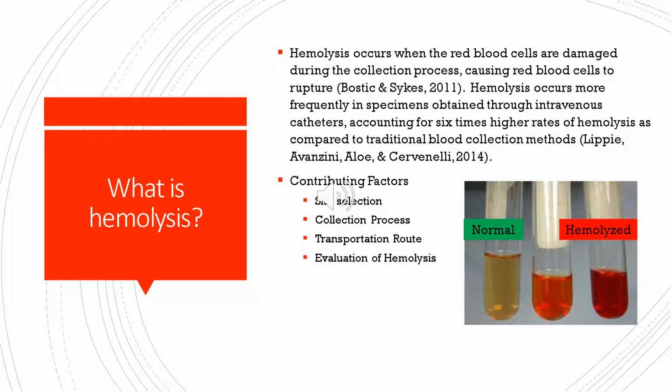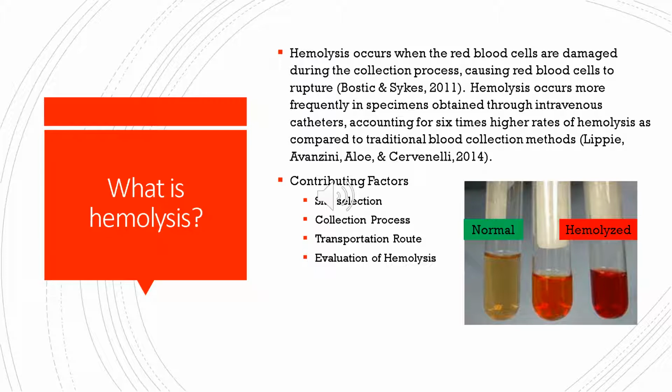So first of all, let's discuss what is hemolysis. Hemolysis occurs when red blood cells are damaged during the collection process. This causes the red blood cells to rupture. If you look at the picture in the slide, you can see a normal specimen as compared to hemolyzed specimens in the middle and to the right of the picture.